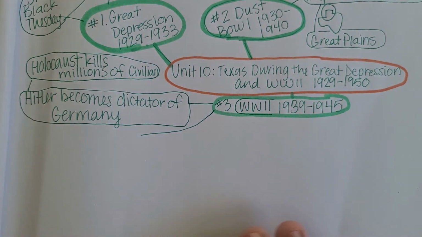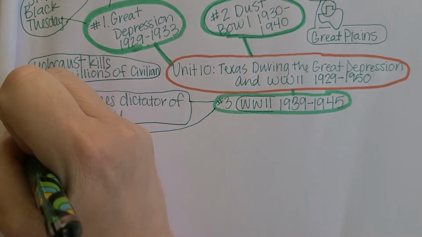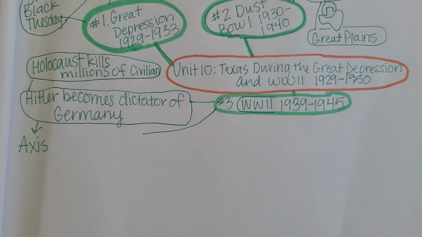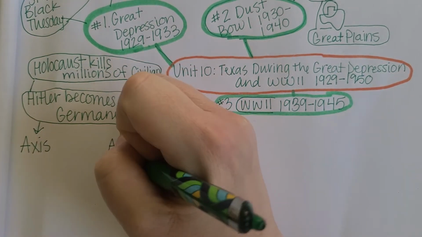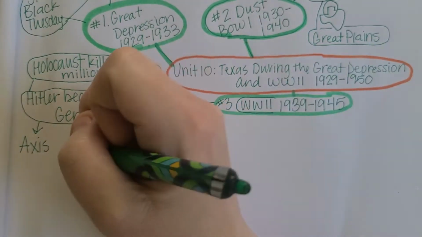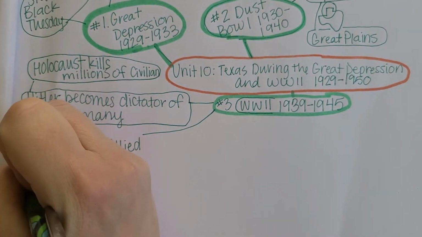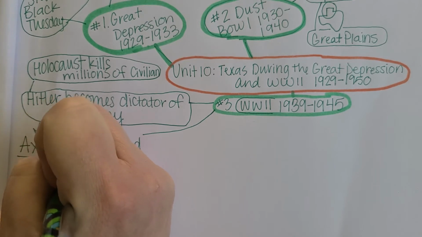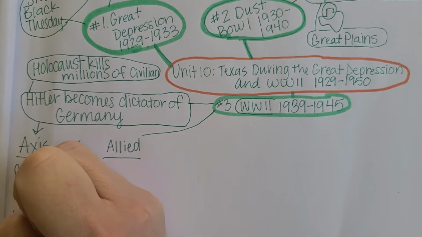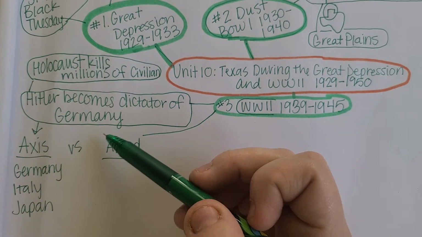Let's break the war down before we see where the United States enters. There are two sides in this war. One side is the Axis powers, which Germany was the leader of. And then there's also the Allied powers, or allies. Germany is at the top of the list for Axis powers. Then we have Italy and Japan. That's the Axis powers.